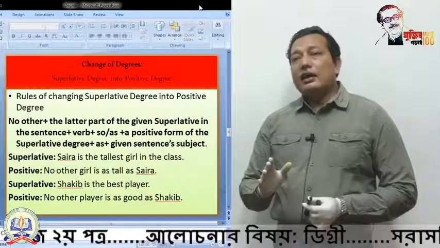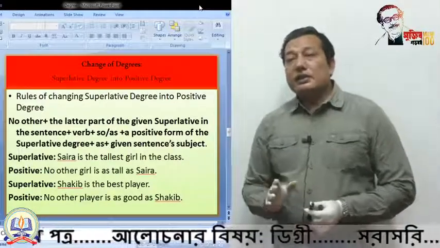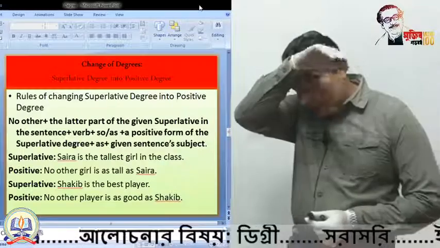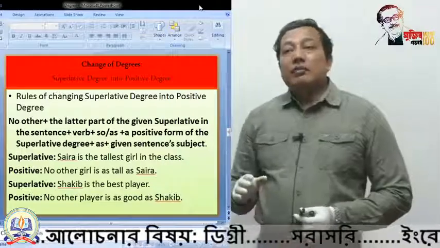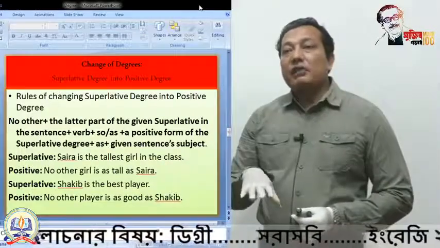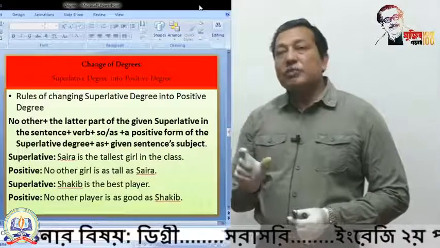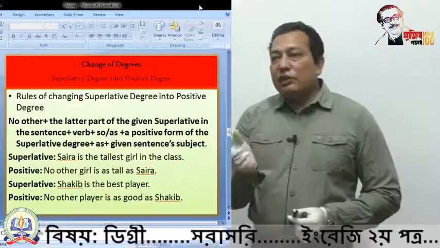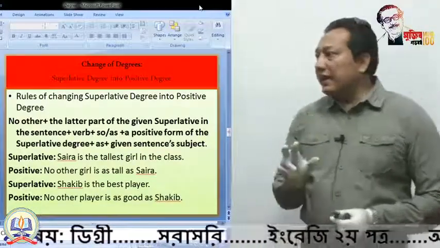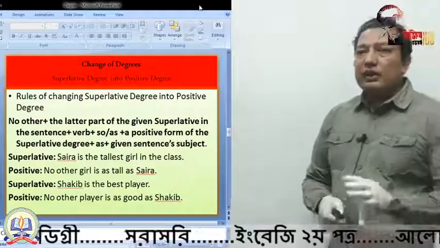No other girl is as tall as Saira. That means at first you are using "no other," then the last part of the sentence, then you are using the verb and the positive form of the degree. And of course you will keep the positive form in between "as" and "as." In this way you are using it.